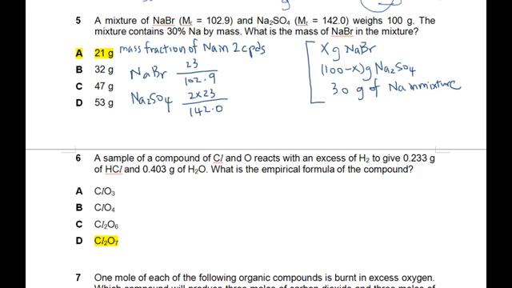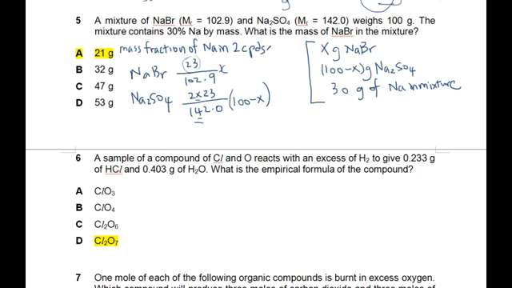Next, we need to determine the mass fraction of sodium in the two compounds. We know that the molar mass of NaBr is 102.9, out of which 23 is the contribution by sodium. Similarly, we do it for sodium sulfate. The total molar mass of sodium sulfate is 142, out of which 46 is the contribution by sodium. Since we have the mass fraction, we can use this fraction, multiply it by x, and this fraction, multiply it by 100 minus x.